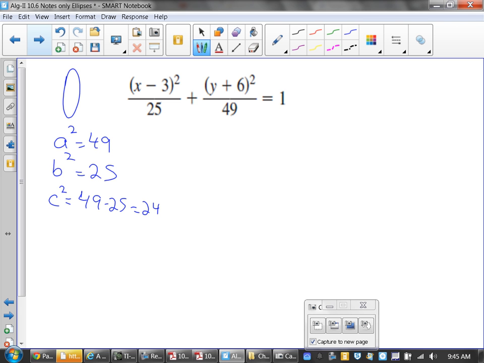All right. What's A? 7. B, plus or minus. B is plus or minus 5. What's the square root of 24? 2 root 6. Very good. So c is plus or minus 2 root 6.